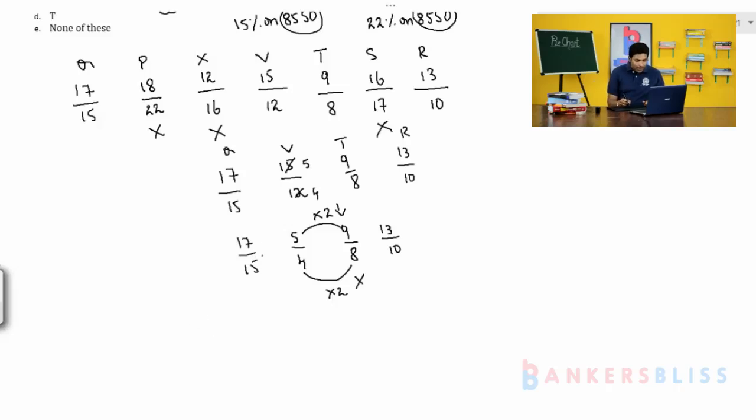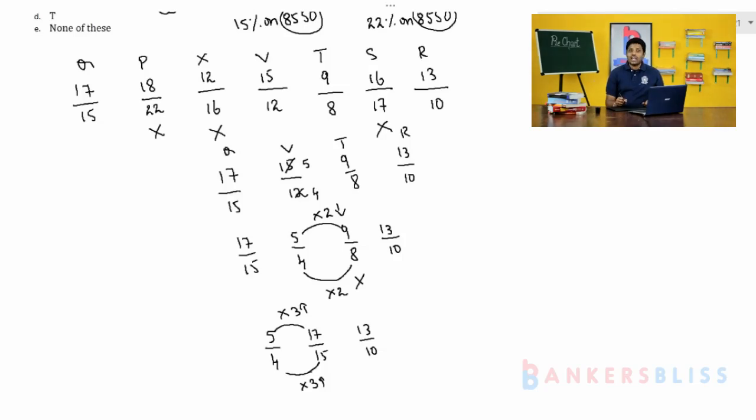Next, you compare these things. See here, 5 by 4, next 17 by 15, next 13 by 10. So, now see here, 5 into 3 is 15, 4 into 3 is 12. So, both are increased more than thrice. 5 threes are 15, next 4 threes are 12.